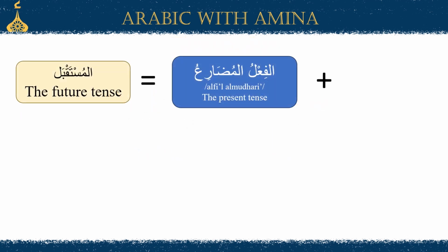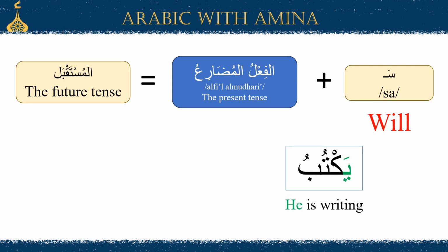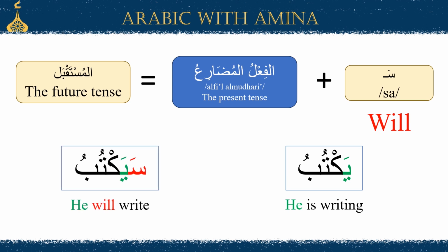The second method to obtain a verb in the future tense is to take a present tense verb and attach to it the prefix, the letter sin, sa. This also is equivalent to the word will in English. So taking the verb yaktub, he is writing, we will attach the prefix, which is the letter sin, sayaktub, he will write. Unlike sawf, the letter sin is attached to the present tense verb. Sayaktub, he will write.